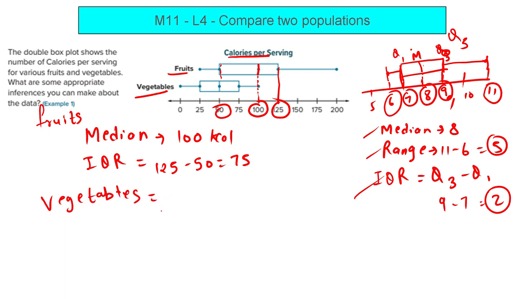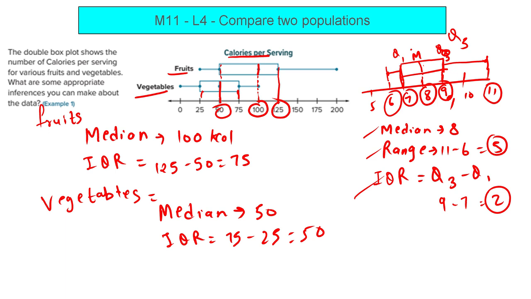First of all, let us say the median. Median where? Here. Median is 50. And IQR interquartile range 75 minus 25. So 75 minus 25, that is 50. Now we have found this. Now what is the inference?